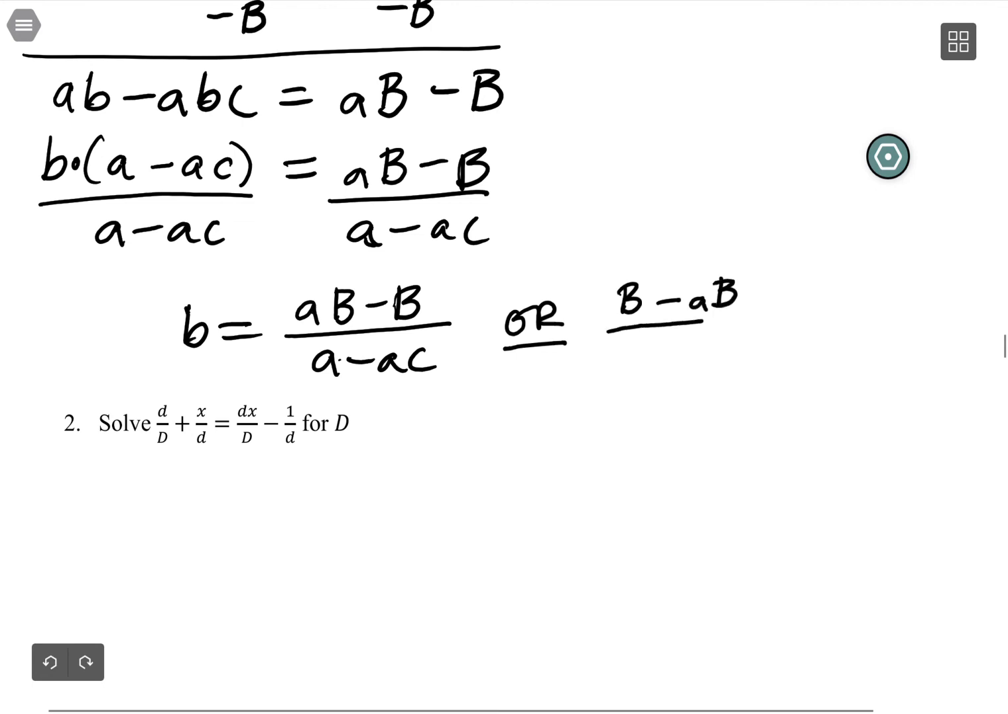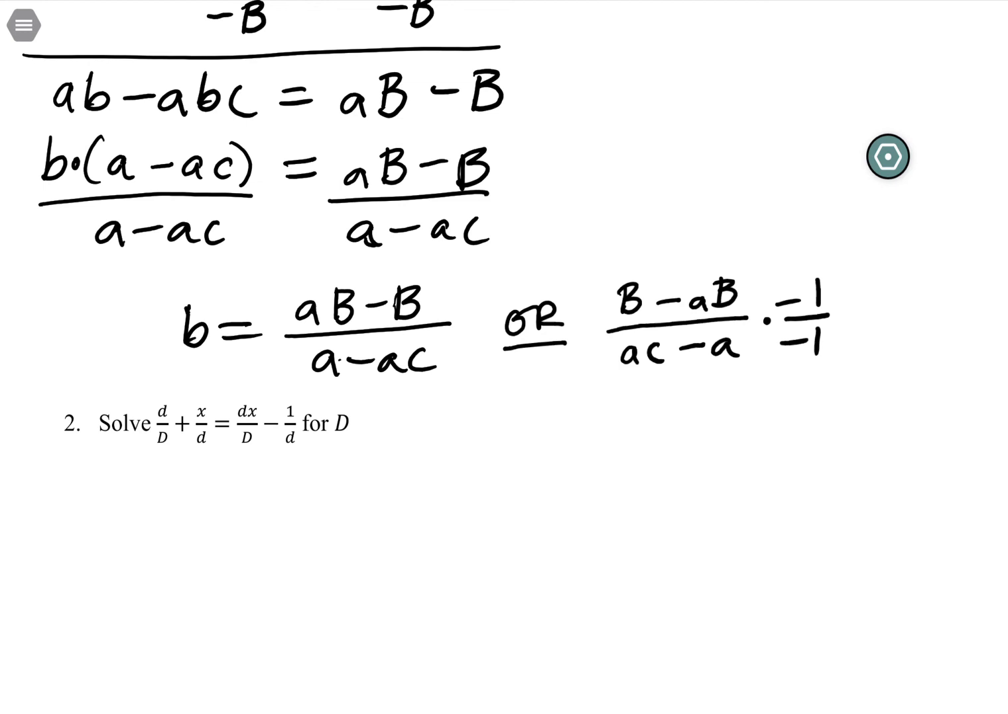So instead of having a positive AB and a negative B on the top, you'd have a negative AB and a positive B. And instead of having a positive A and a negative AC, you'd have a positive AC and a negative A. And the order doesn't matter on the top and bottom there, but that is an equivalent solution. The way you could see that algebraically is if you multiply top and bottom by -1, that turns it into the other version of the solution.